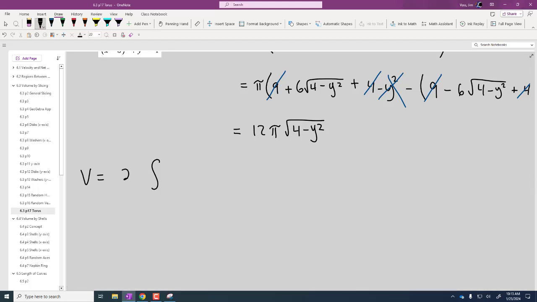So let me put a 2 out here, and I'll put the 12 pi inside for the time being just to emphasize that we are using symmetry here. So we're going to go from 0 to 2, and this is a doubling, a symmetry double. So that's by symmetry. All right, so then we are going to factor out the 12 pi for sure. That makes perfect sense. So we're going to end up with 24 pi integral 0 to 2.